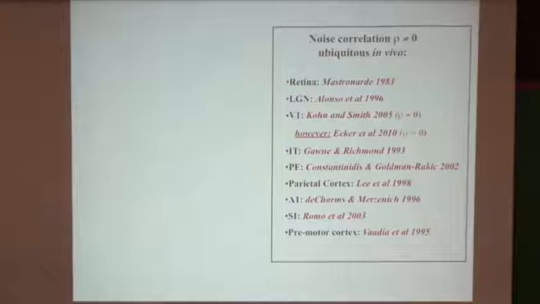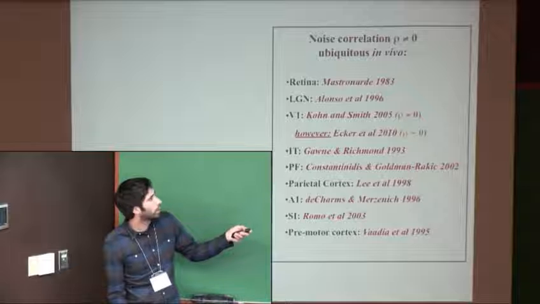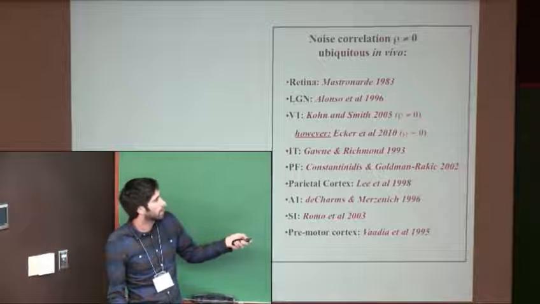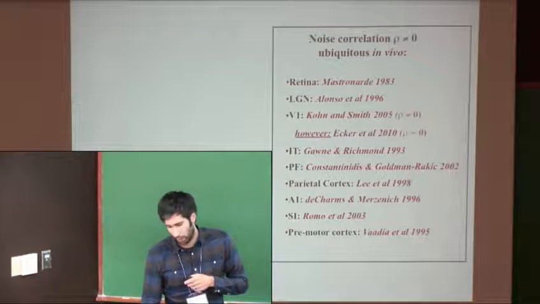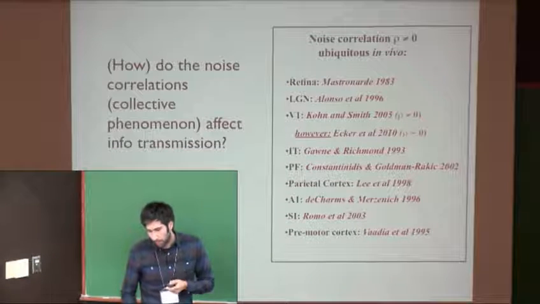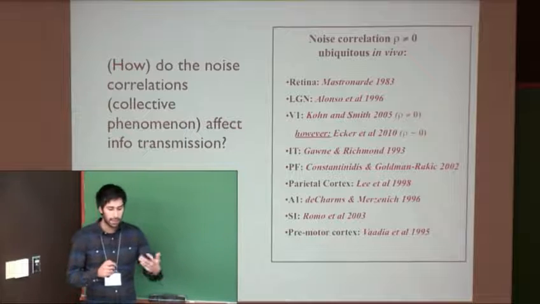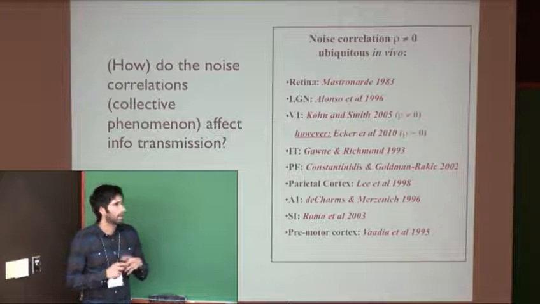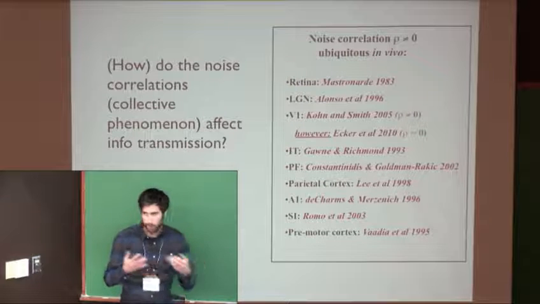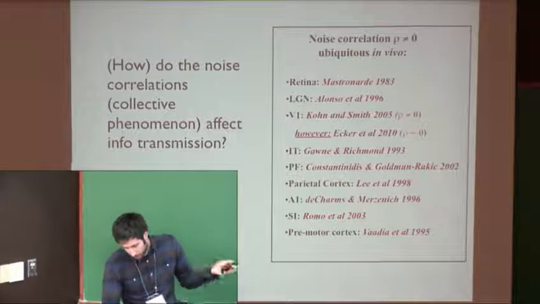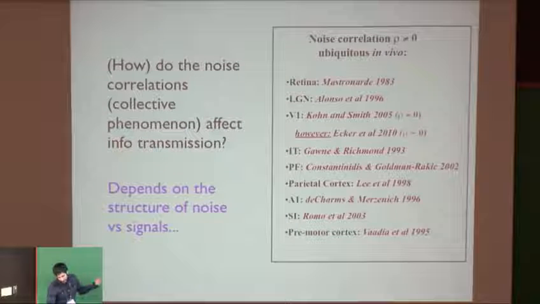And these also, much like the noise itself, appear to be quite ubiquitous in the nervous system. If one looks in retina, in the thalamus, in visual cortex, in inferotemporal cortex, and so on, we typically observe non-zero noise correlations. The restating of the question we started with then is how this collective phenomenon of correlated variability affects the robustness of information transmission, in particular by the retina. And as I've stated, and we illustrated with this bars example, this probably has something to do with the signal versus noise structure.